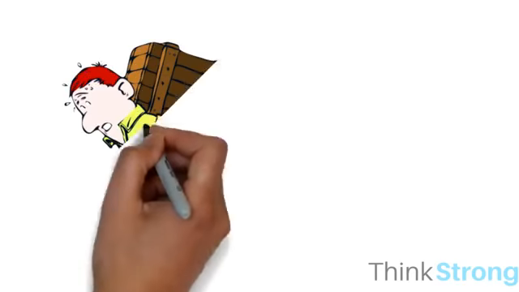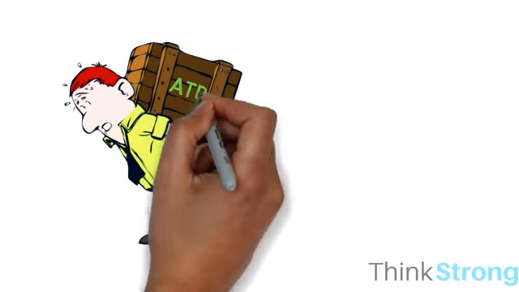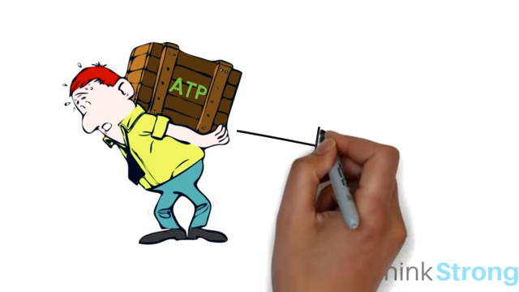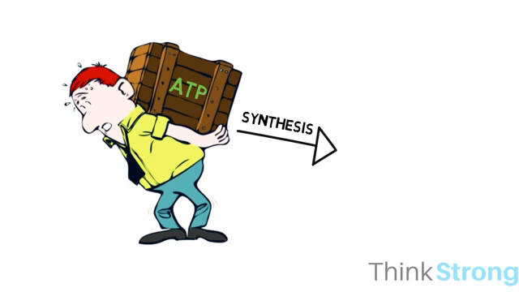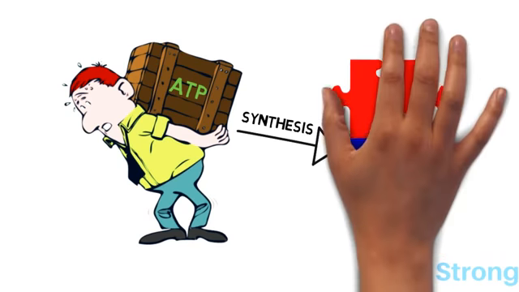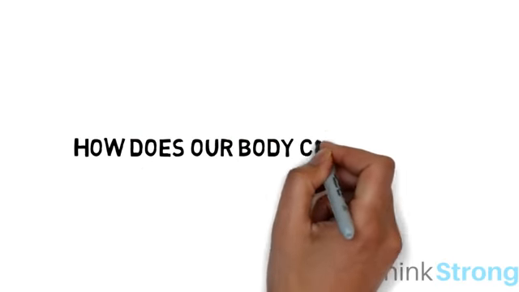ATP is a big and heavy molecule, so we cannot carry a huge amount of it around. As a result, it has to be synthesized when we need it, meaning our body has to create it through a combination of different elements. How does our body create ATP?